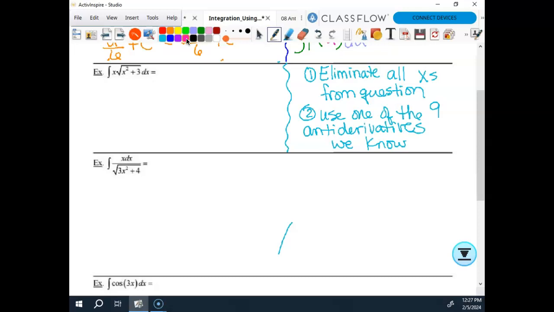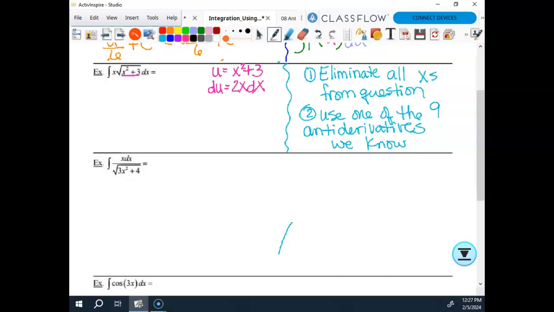Okay, here's the other thing. I don't want to just use the x squared. That wouldn't help me any, right? I need the whole thing that's inside of something. So let's use that. So we're going to have u equals x squared plus 3. All right? So when I take the derivative, I'm going to get du equals 2x dx. You agree with that?